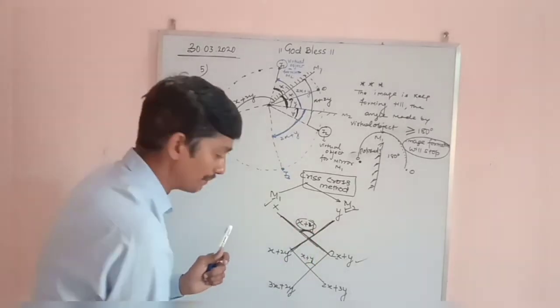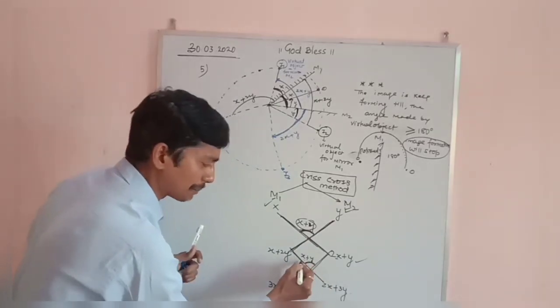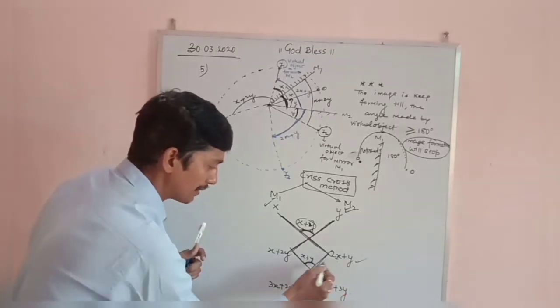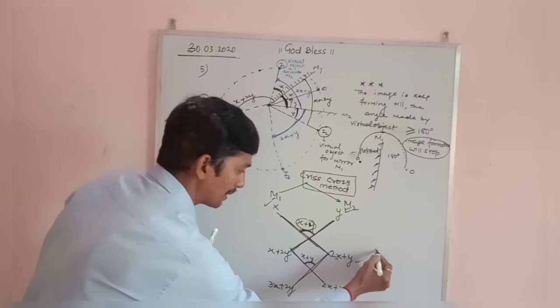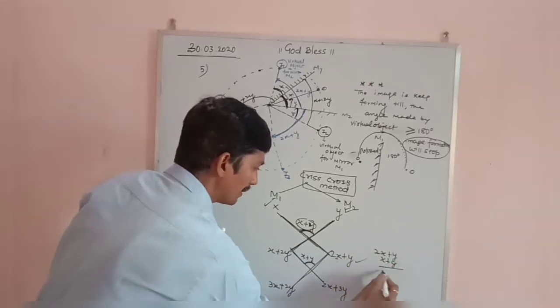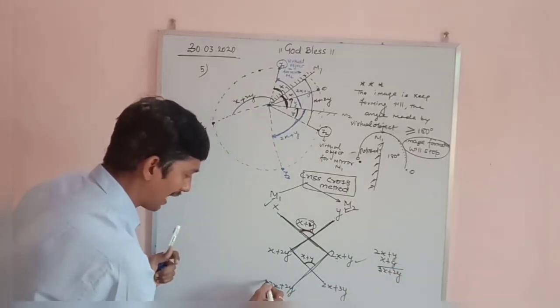I went further. Again the angle between the two mirrors is X plus Y. Again I did the same story. This is 2X plus Y and here it is X plus Y. So how much is the answer? 2X plus Y and X plus Y, so what is the answer? 3X plus 2Y. So I got here 3X plus 2Y.